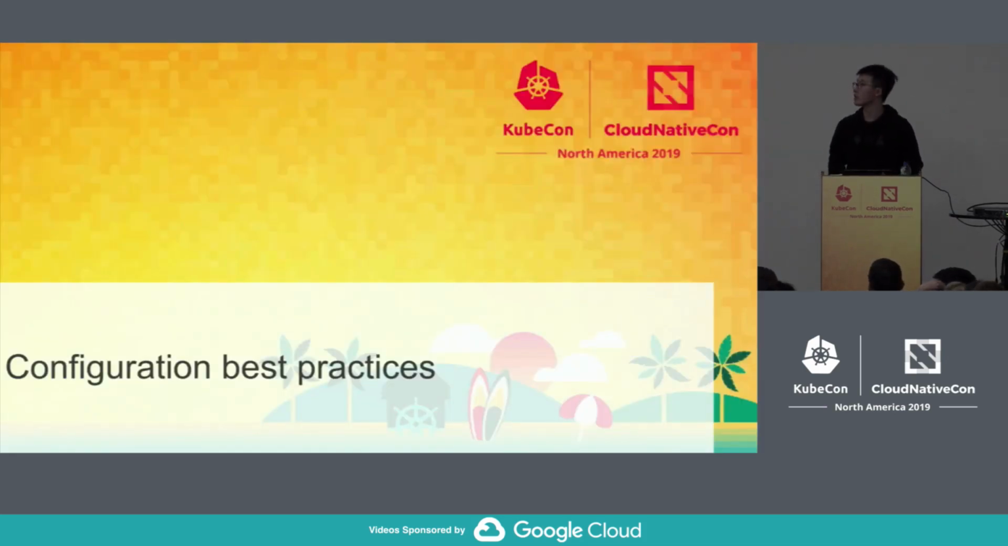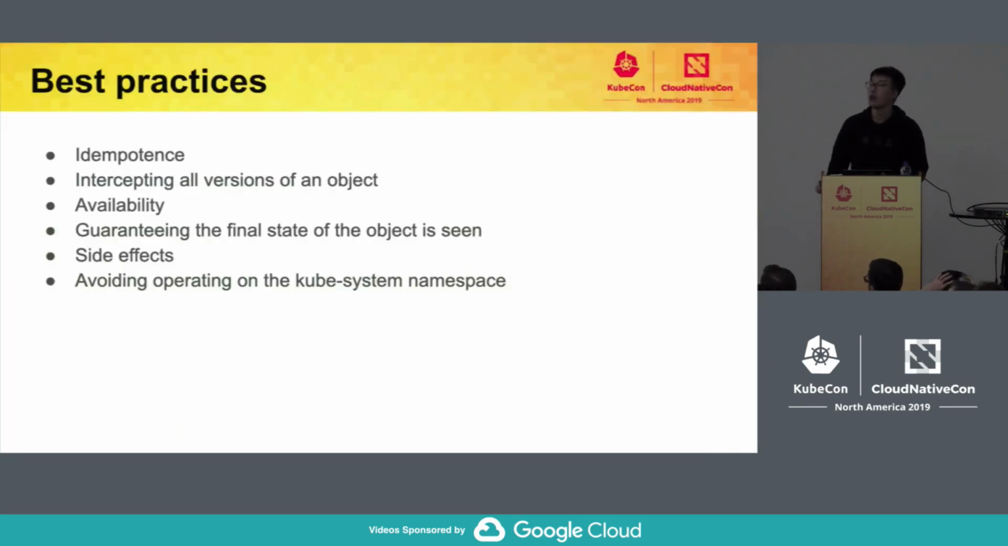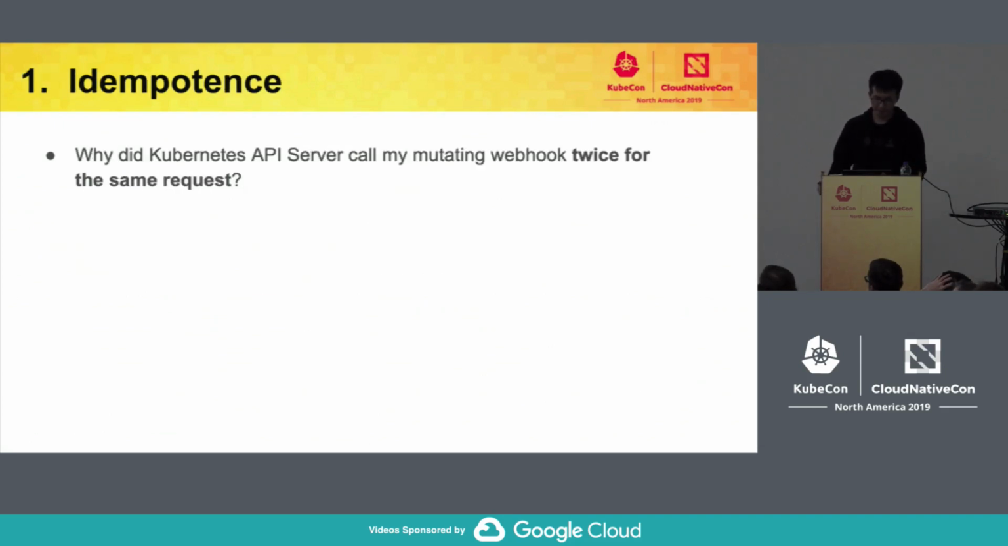Okay, so let's see some of the configuration best practices for admission webhooks. Here is a list of things we will talk about. Let's walk through them one by one. Idempotence. It is natural to expect the Kube API server will invoke your mutating webhook once if a request matches the admission webhook configuration. But do you know that the API server may call your mutating webhook twice for the same request?